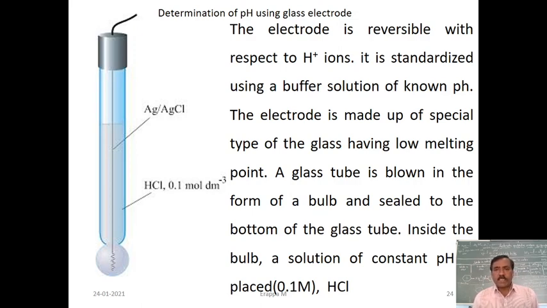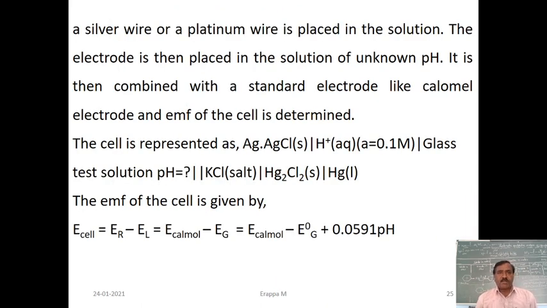It is standardized using a buffer solution of known pH. The electrode is made up of a special type of glass having a low melting point. A glass tube is blown in the form of a bulb and sealed to the bottom of the glass tube. Inside the bulb, a solution of constant pH, 0.1 molar HCl, is placed. A silver wire or a platinum wire is placed in the solution. The electrode is then placed in the solution of unknown pH.